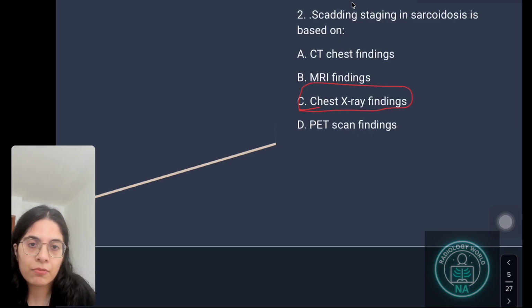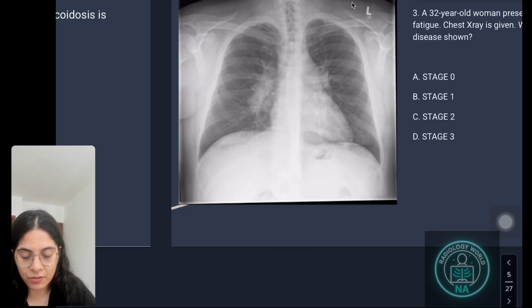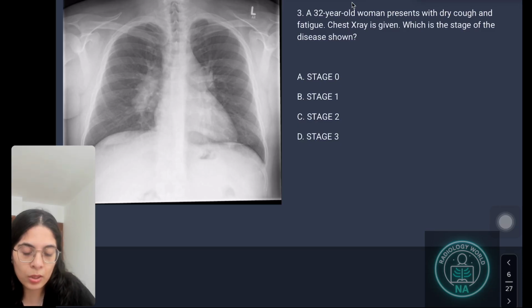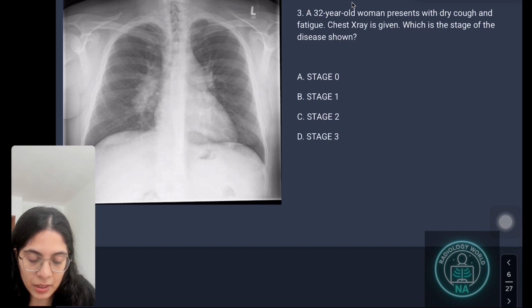If they want to give a higher difficulty level, they will not even give you the diagnosis. They will just give you the chest x-ray. In that case, you have to diagnose that this is sarcoidosis, and from that chest x-ray you also have to make the staging. So the first x-ray which I had given, again I am putting a third question over here, which is the same x-ray. A 32-year-old woman presents with dry cough and fatigue. Chest x-ray is given. What is the stage of the disease shown in this image?